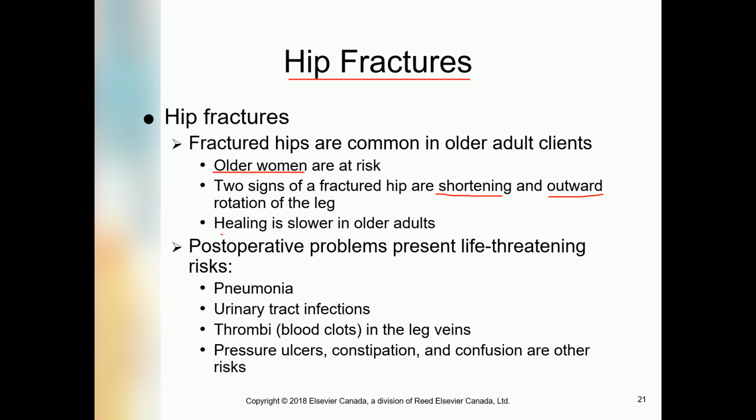Why is healing slower in the elderly population? Because their taste buds are very dysfunctional. They don't eat much, and for healing, they have to eat a lot of protein. Older adults often don't eat. That's why the diet for people with hip fracture is planned by the dietitians.